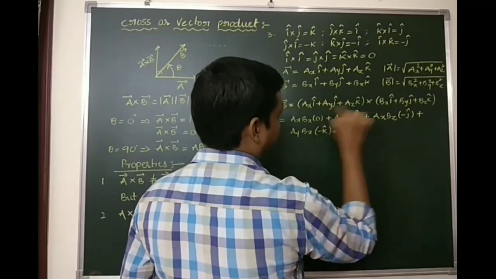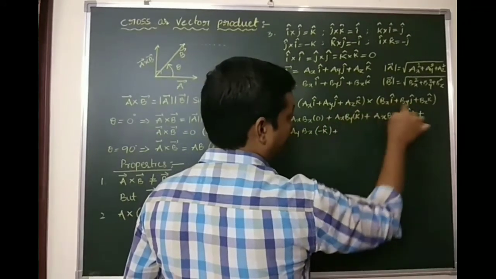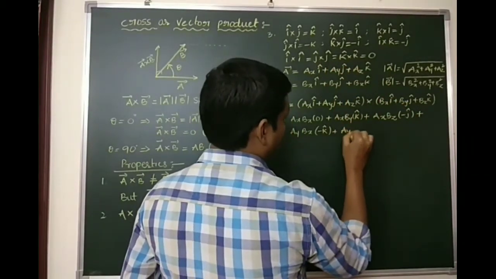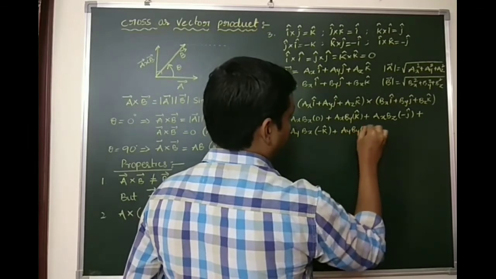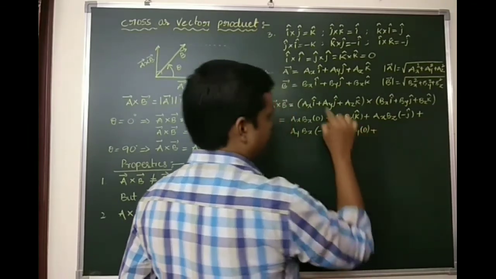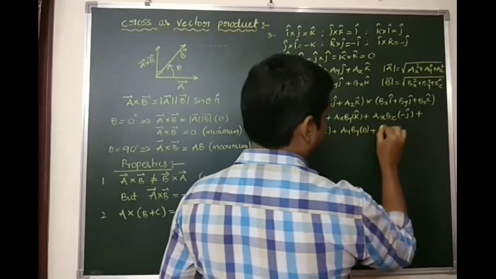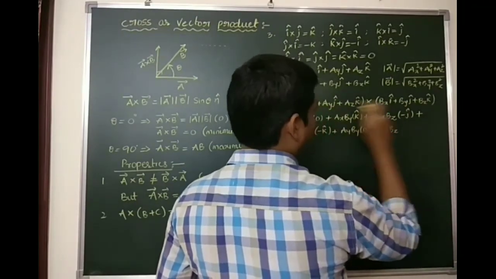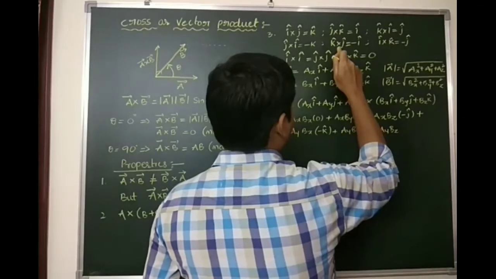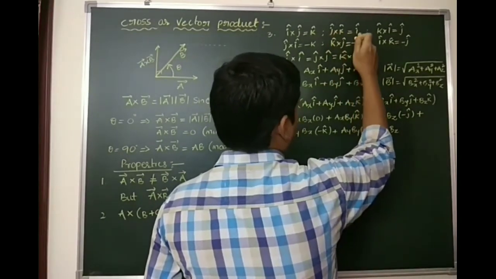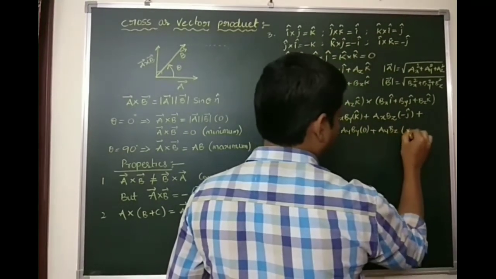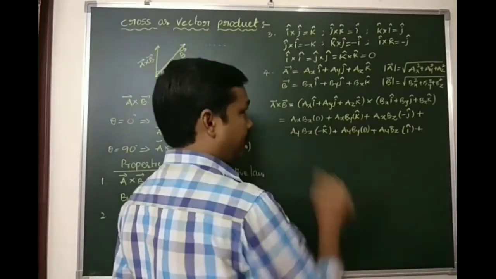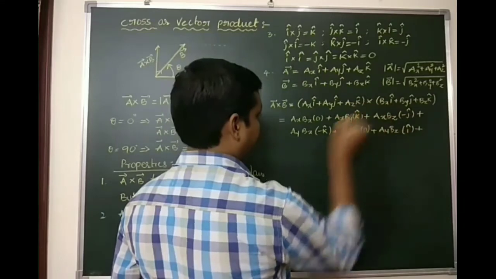Plus Ay By, j cross j is 0, Ay By into 0, plus Ay Bz into j cross k. What is j cross k? J cross k is giving you i. Second term completed.